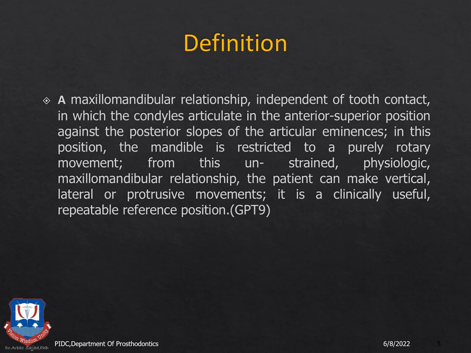Coming to the definition of centric relationship. It is a maxillomandibular relationship independent of tooth contact in which the condyles articulate in the anterior-superior position against the posterior slopes of articular eminence. In this position, the mandible is restricted to a purely rotatory movement. And from this unrestrained physiologic maxillomandibular relationship, the patient can make vertical, lateral, and protrusive movements. It is a clinically useful, repeatable reference point according to GPT-9.